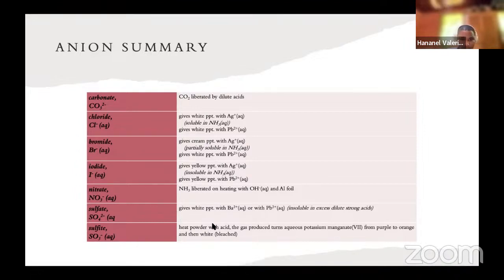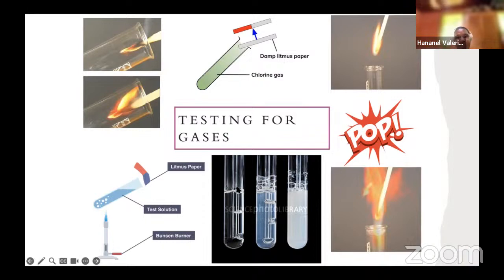Sulfate, of course, gives a white precipitate with barium. Sulfite, you would notice that it would reduce manganate, or you could just heat up the solution formed above, and if the precipitate disappears, then that shows sulfite. So the last thing we need to know in QA is testing for gases. So some gases we have to test for, okay?